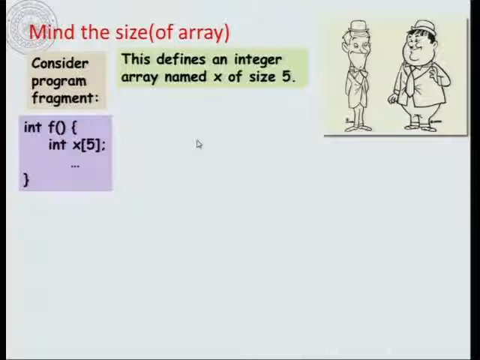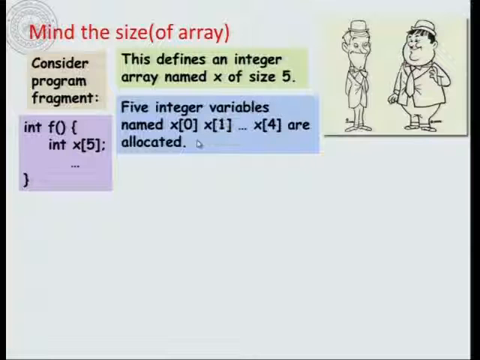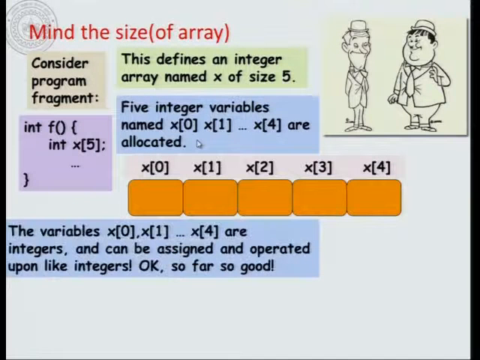So one thing is we have to take care of the size of the array. For example, if we have an integer array x of size 5, this means that 5 integer variables named x[0] to x[4] are allocated. The variables x[0] to x[4] are integers, and they can be assigned, and also they can be operated on, they can be part of other expressions, and so on.